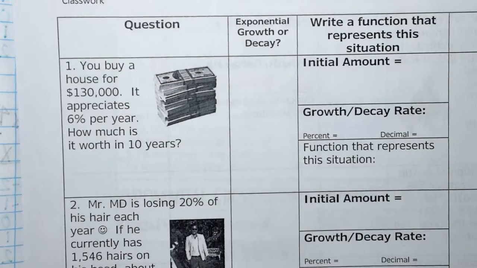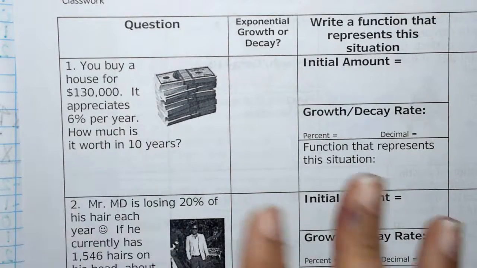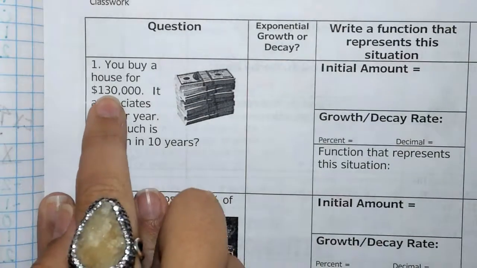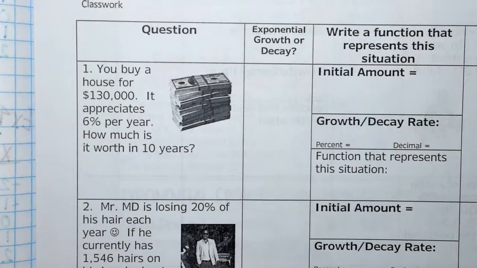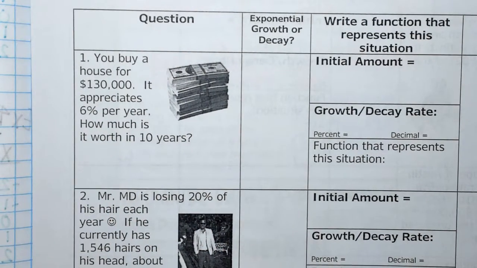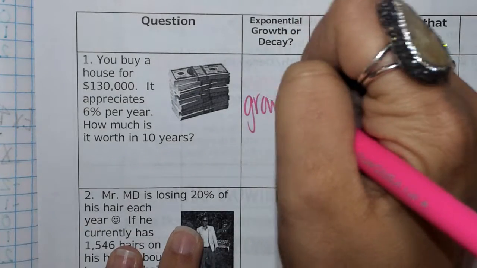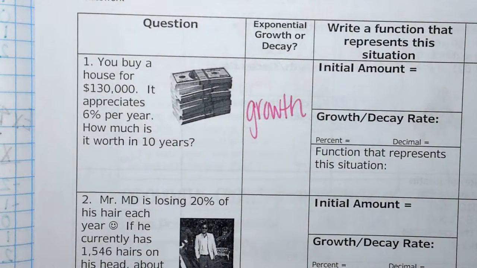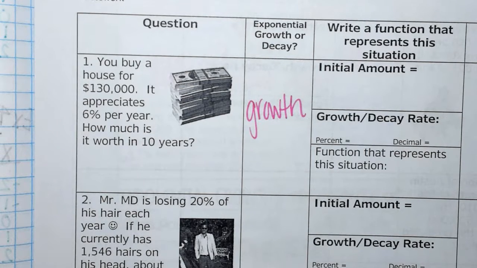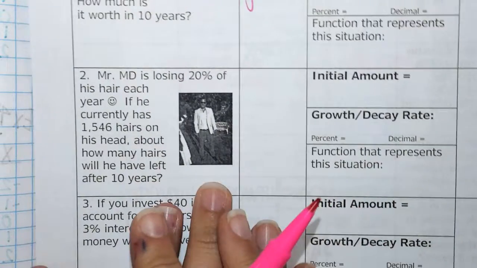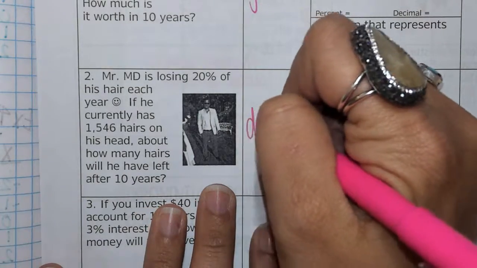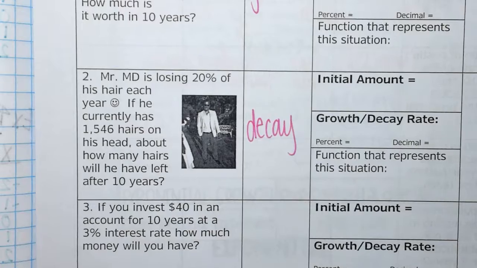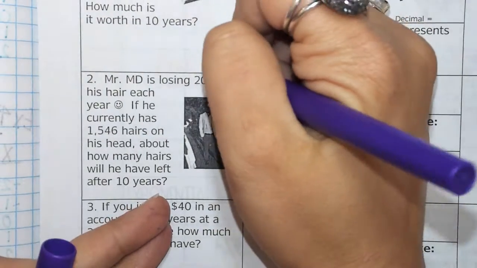So, number 1 says you buy a house for $130,000 and it appreciates. So does appreciate mean it goes up or down? Up. So is that a growth? So let's write growth right here. That's going to be a homework problem. Number 2 says Mr. MD is losing 20% of his hair. So is that a growth or decay? Decay. Is that going to be a homework problem? No, because we haven't done decay. So write homework by number 1.